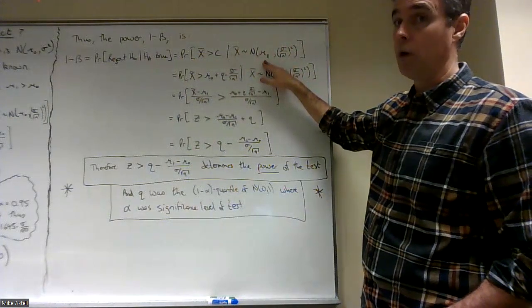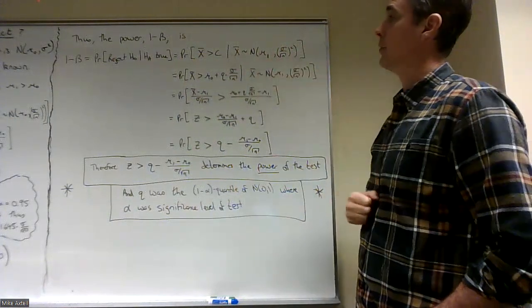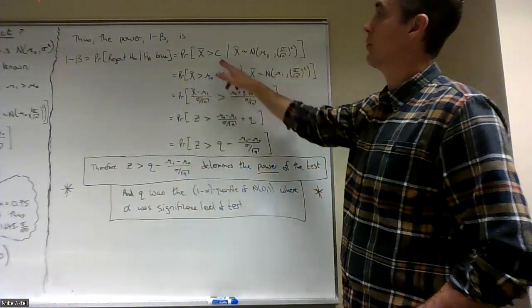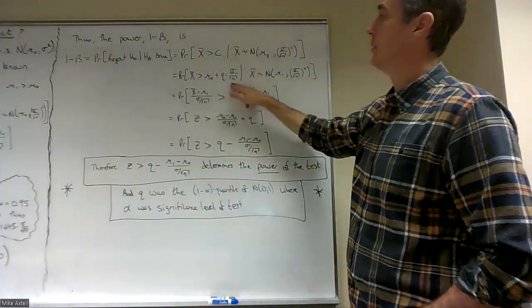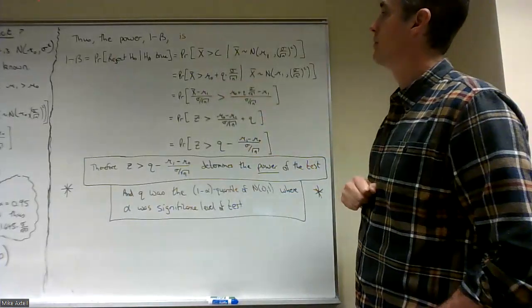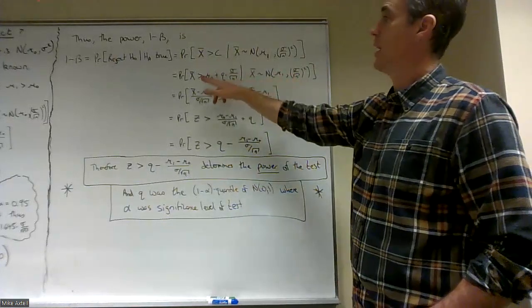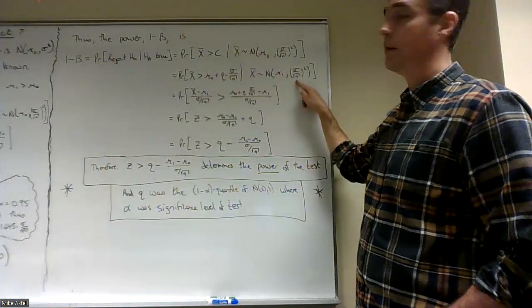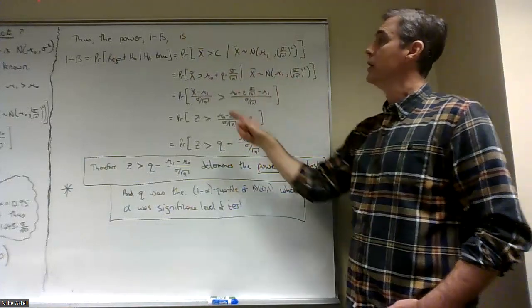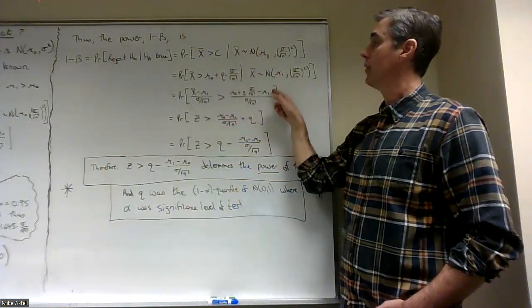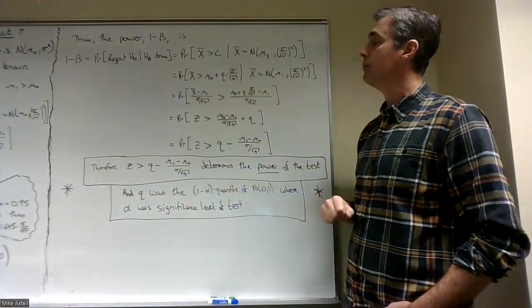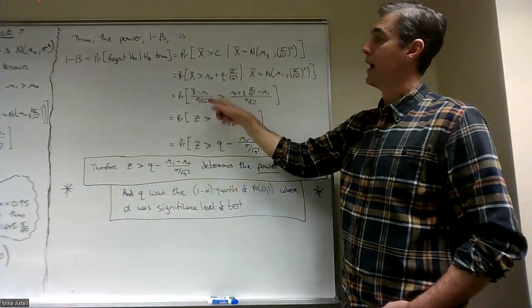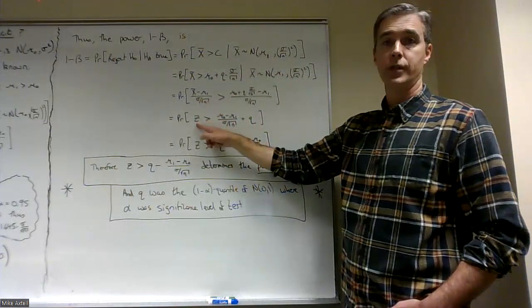Not mu0, but mu1, the alternate hypothesis, same standard deviation. I've replaced C with what we calculated in the previous panel. Then I'm going to standardize both sides of that, given the mean of mu1 and the standard deviation, sigma over root n. So I subtract mu1 from both of those and divide by sigma over root n. On the left side, that is now a standard normal variable z.